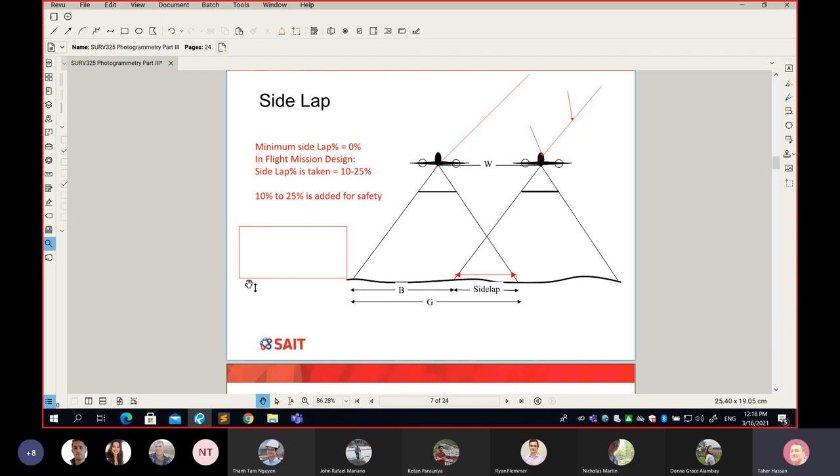I'm asking you, what happens if the air pushed you sideways? For example, I went this way in real mission. I go this way, and then you get some wind where the wind pushed you this way. You know what's the problem? The problem is you will simply have one area on the ground that doesn't show in any image. One area, one hole in the ground that doesn't show in any image.